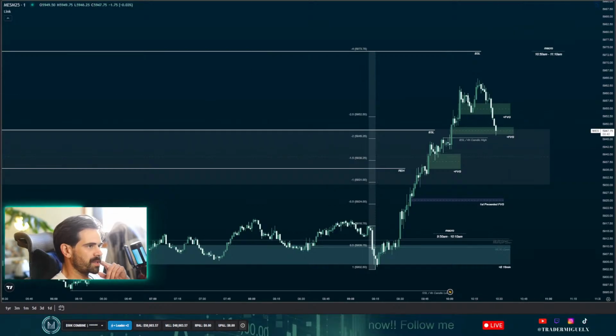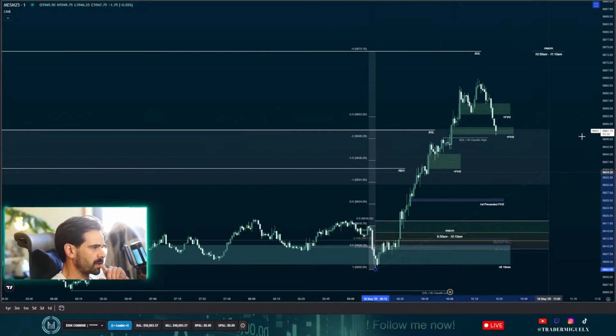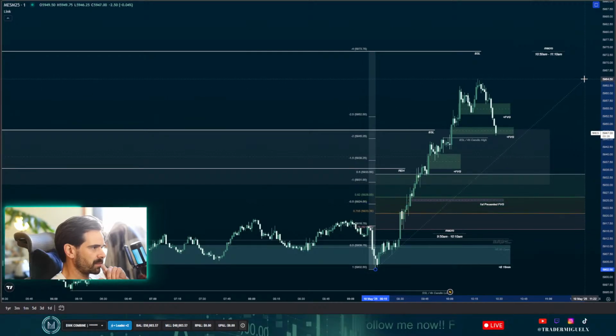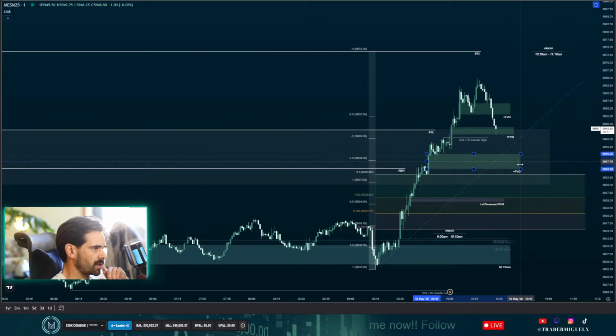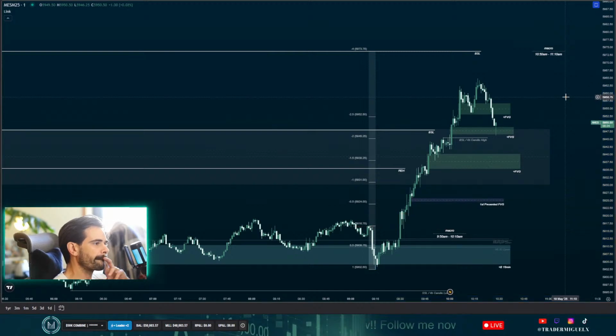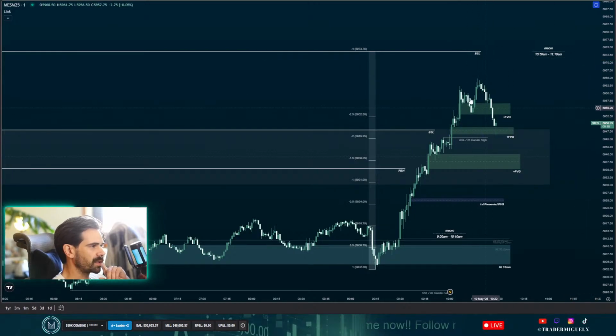So a deep retrace. Just let me check where price really can go. Yeah, this would be a nice target area here. Yeah, I'm glad I didn't take this long here, because it was kind of stretched, honestly.